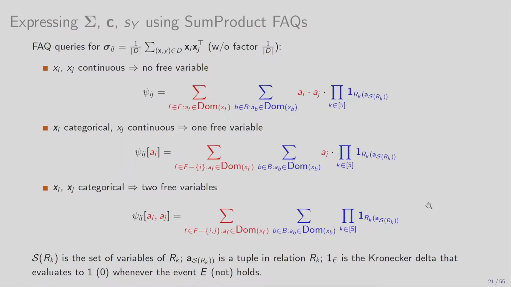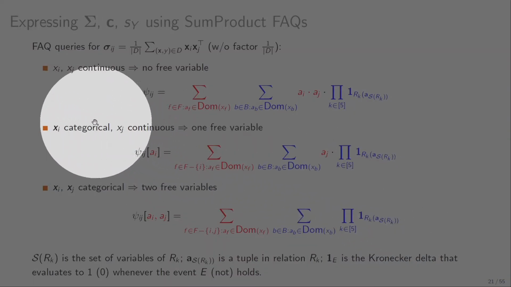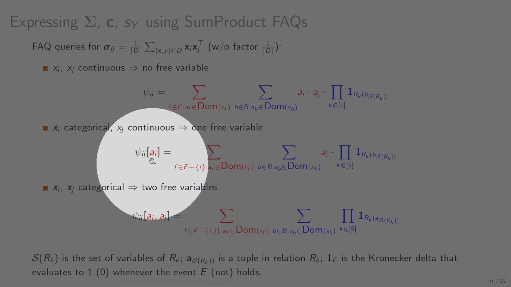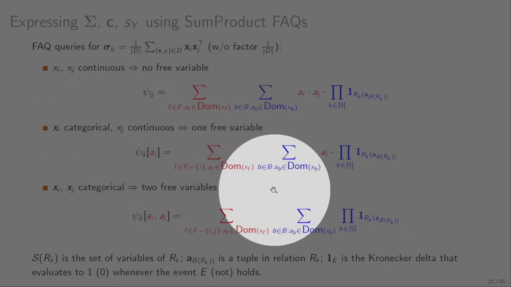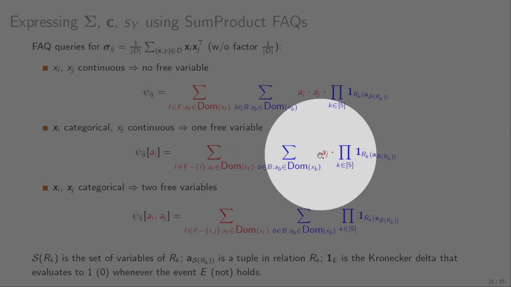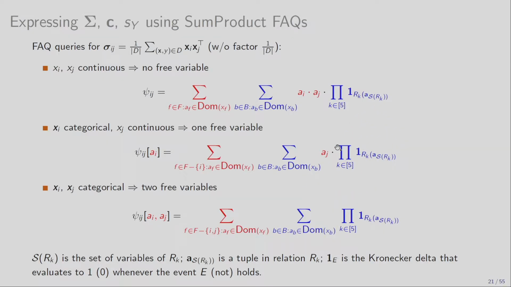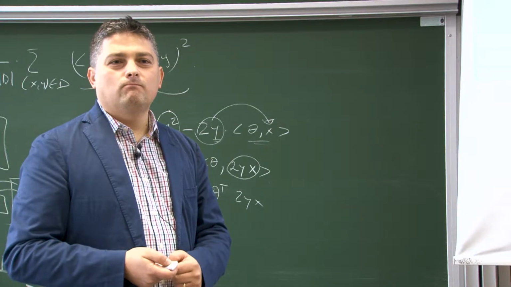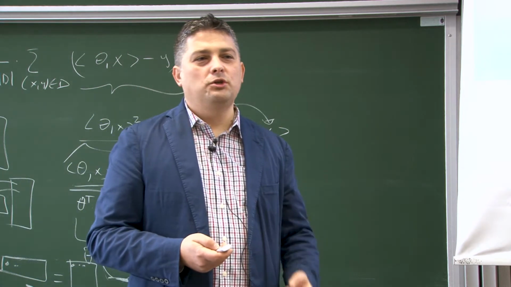Sorry, yeah? So what about the in-between case? We have categorical and continuous. Then the categorical feature becomes free. The other one remains to be aggregated over. Because it's continuous, it's a number, we can crunch it. Okay? So that's the intuition for this.